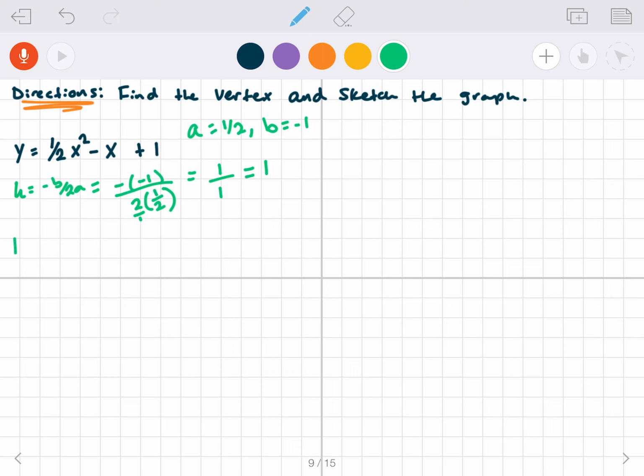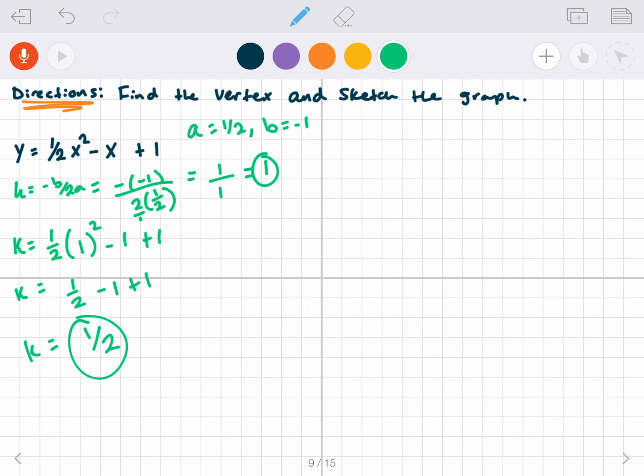K is going to be, we have to evaluate the function at h. So we have to plug in 1 into the original function to see what we get for k. So let's do that. We get 1/2 times 1 squared minus 1 plus 1. That's going to give me 1/2 minus 1 plus 1, which is just going to give me k equals 1/2. All right, so we got our vertex. Our vertex is 1, 1/2. So when x is 1, y is 1/2. That's right here.